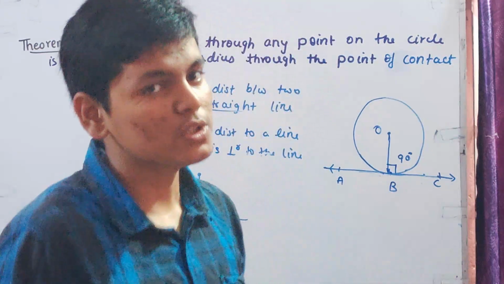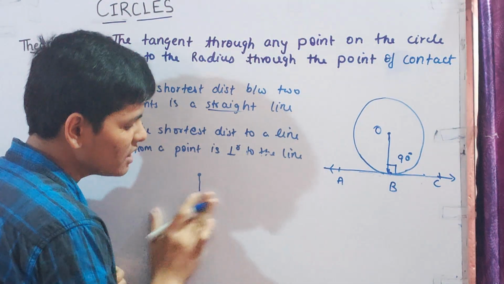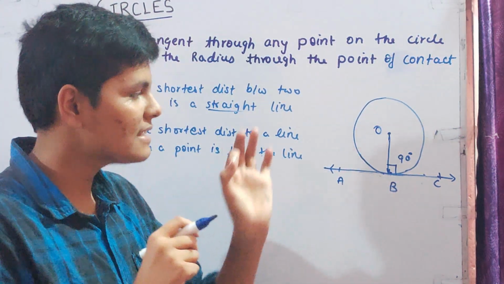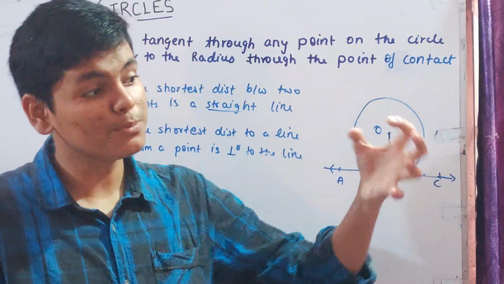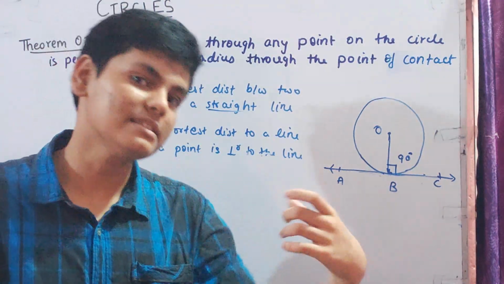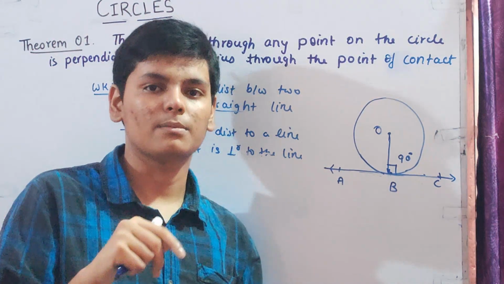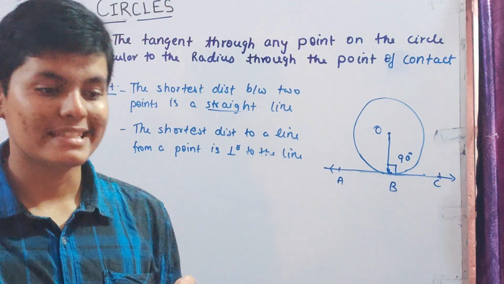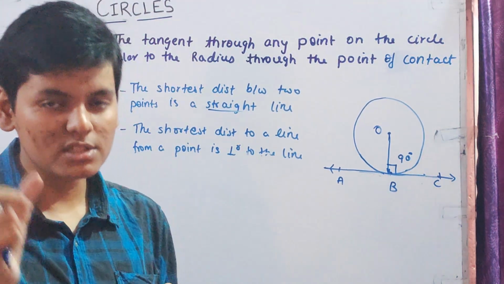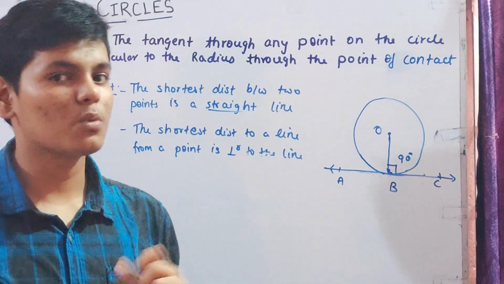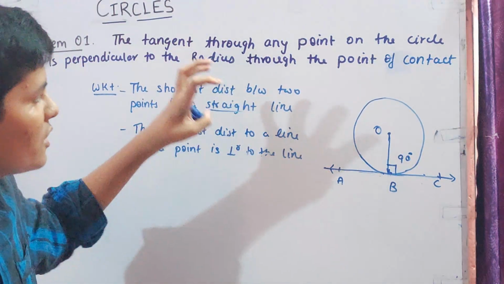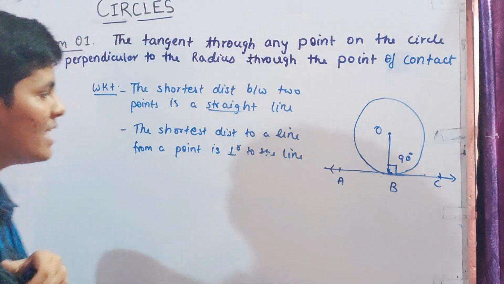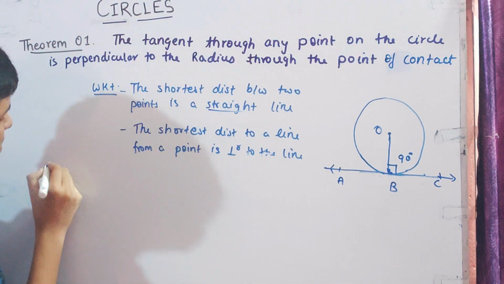To prove that, we are going to use the contradiction method. What is the contradiction method? We state something, we give a statement, and then later we try to prove that statement wrong. Hence the statement is right. It is the same thing we do for proving irrational numbers, like prove root 2 is irrational. First we assume that root 2 is a rational number. Then we try our best to prove that this is not a rational number. If it is not a rational number, then what is it? It is an irrational number. So we are going to use that same method to find out whether this theorem is correct or not. For that, we are going to do some construction.